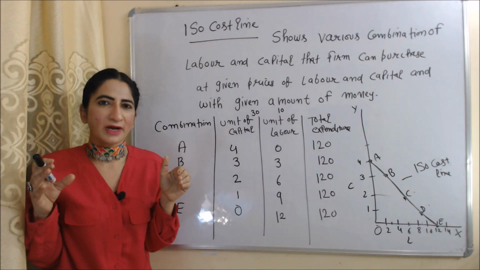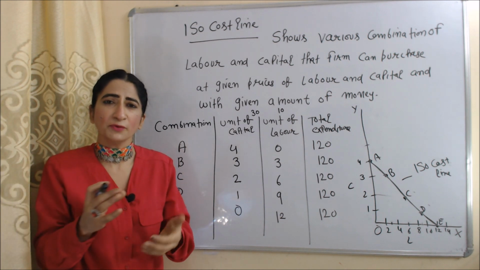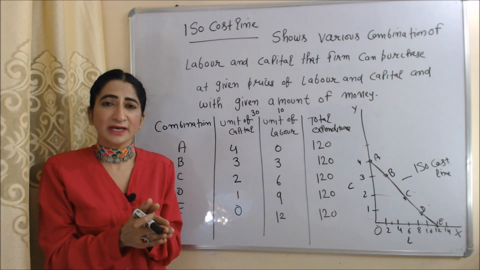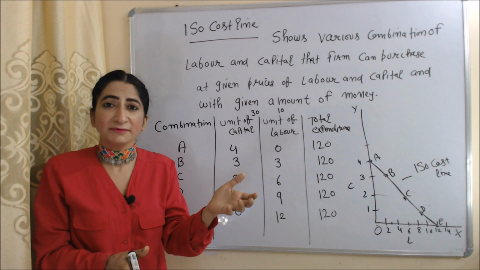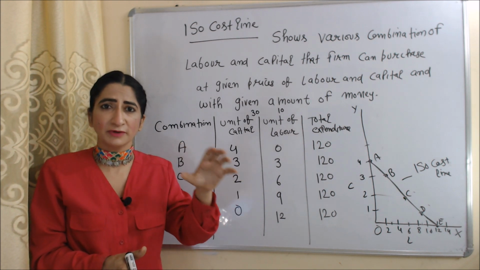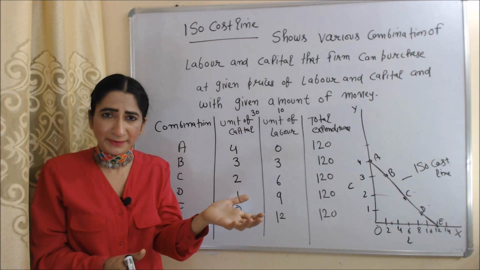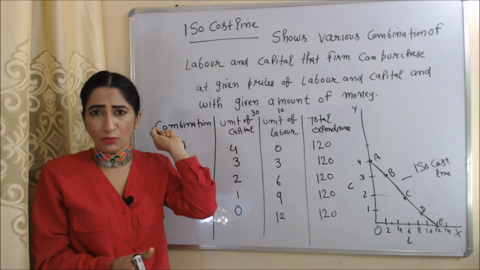Now we are going to talk about the isocost line. The isocost line shows various combinations of labor and capital which a firm can purchase with a given price of capital and labor and with a given amount of money. It means whatever combination of labor and capital a firm can purchase with given prices and a given amount of money is represented by the isocost line.